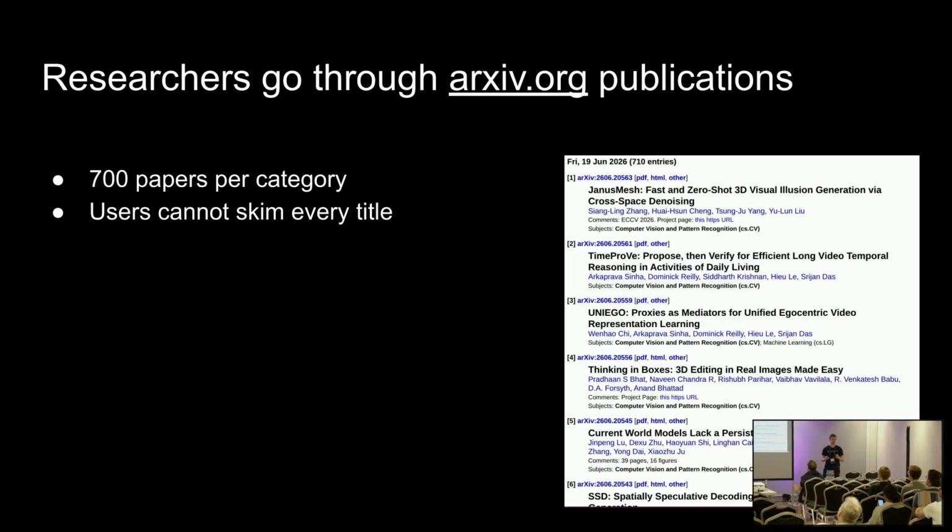So then if we narrow down a little bit more and imagine you're one researcher focused on, let's say, computer vision, then the number of papers per day that you will see is 700. So it's a very hard problem for you. You cannot even skim all the titles to decide what to read. So this is the problem that we're trying to solve with Scholar Inbox.